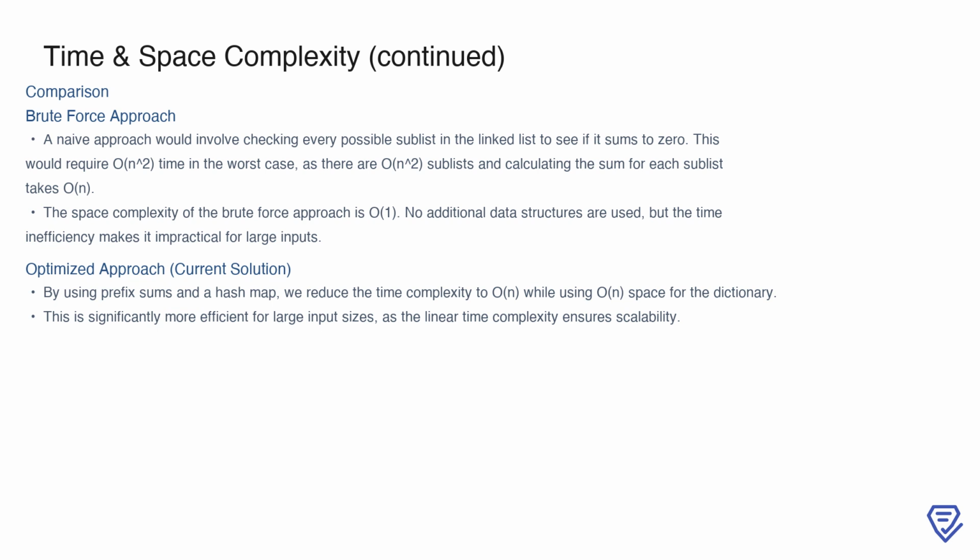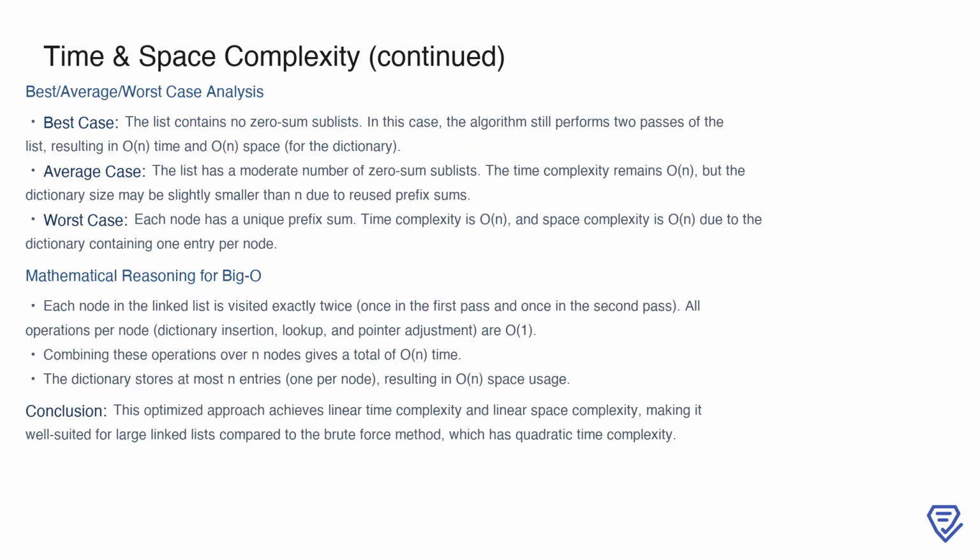In contrast, our optimized approach leverages prefix sums and a hash map to reduce the time complexity to O(n), while using O(n) space for the dictionary. This trade-off of additional space for significantly reduced time complexity makes the optimized solution vastly more scalable, particularly for large input sizes. Finally, let's analyze the best, average, and worst cases for this algorithm.